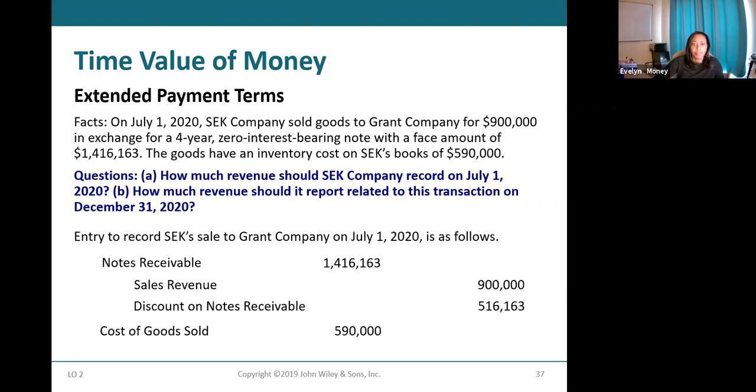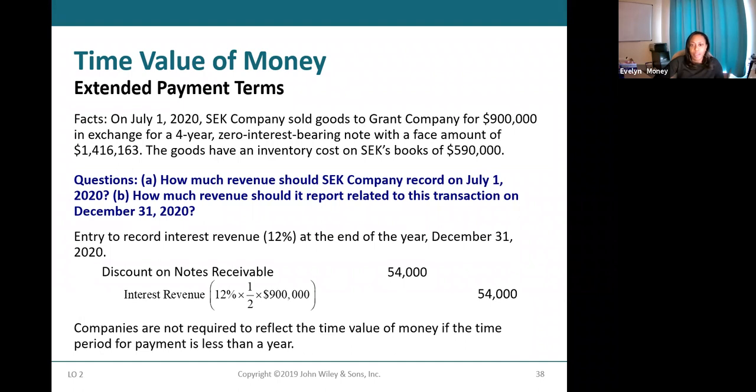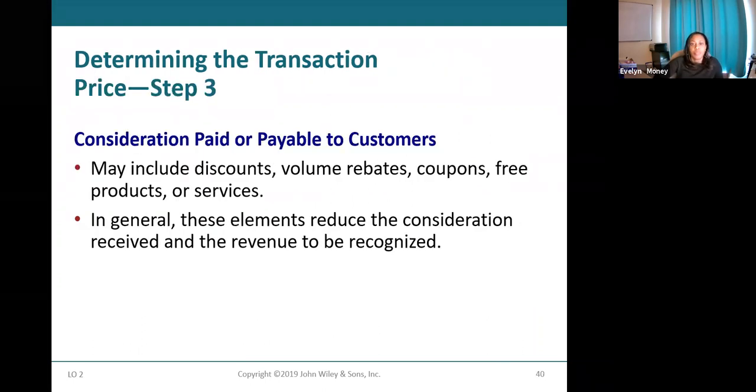So yeah, you've seen that entry before. And there's the interest revenue being recorded for the zero interest bearing note. And then for non-cash considerations, when goods or services are exchanged instead of cash, then you're typically using the fair value of what was received or what was exchanged. And then we also have to take into consideration the discounts, the rebates, trade discounts, coupons, all of those things impact the receivables that we record on our books.